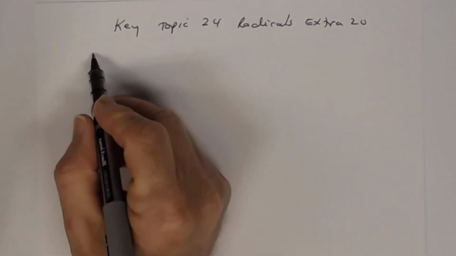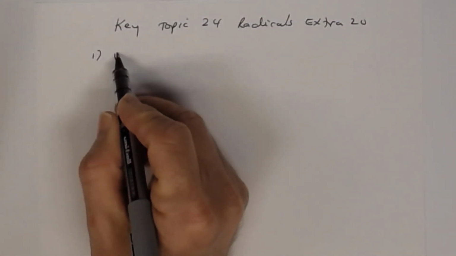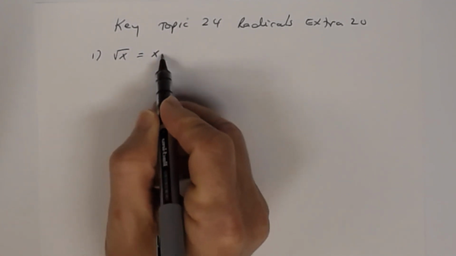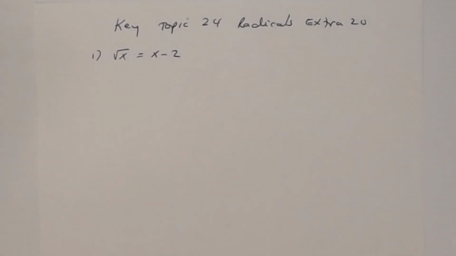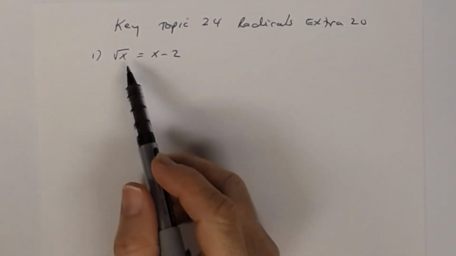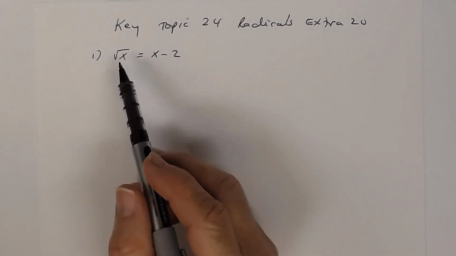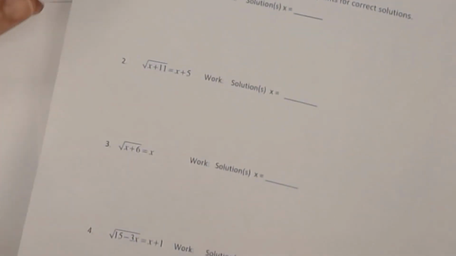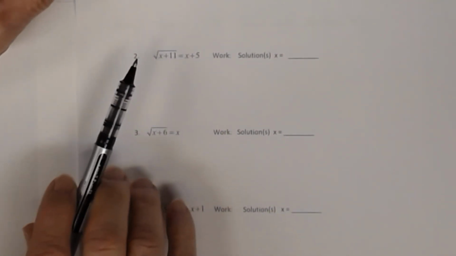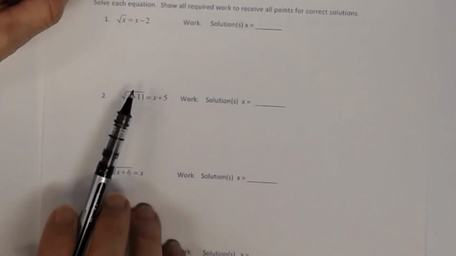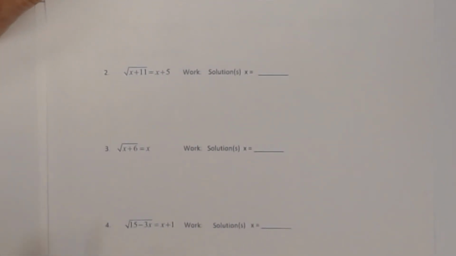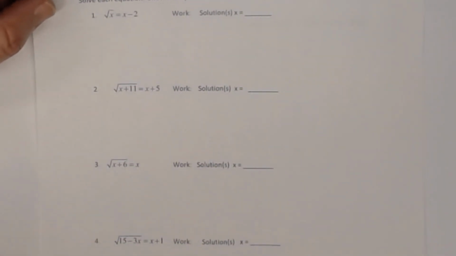I'm going to go ahead and write number one over here. In number one, we have the square root of x is equal to x minus 2. Remember, when solving a square root equation or any radical equation, you need to get the radical on one side by itself. Each of these equations has only one radical expression, one square root each. So these are basically easy kinds to deal with.